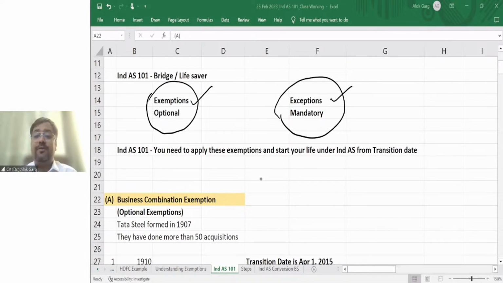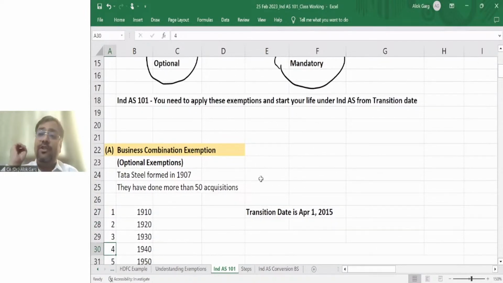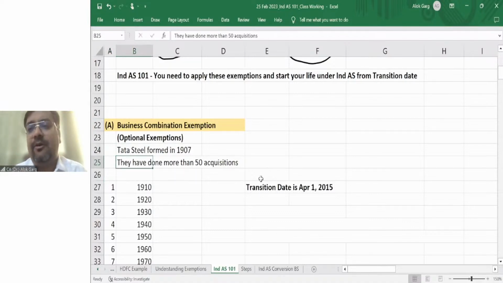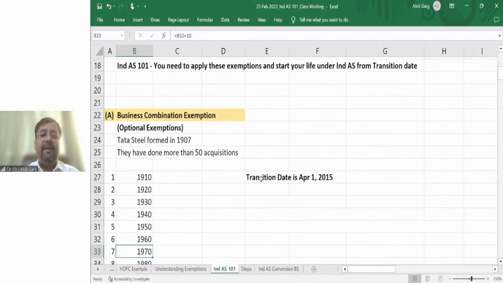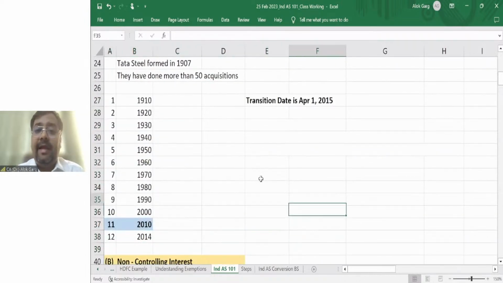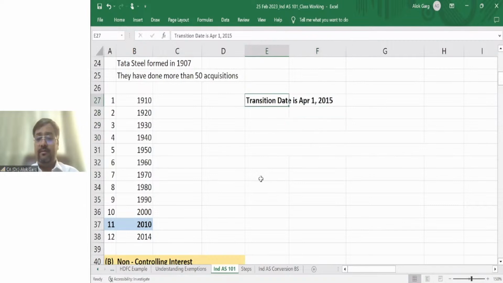It is not possible. It is next to impossible, I would say. Next to impossible, right? So that is why Ind AS 101 has given some exemption on the transition date. Tata Steel, formed in 1907, has done more than 50 acquisitions in its lifespan. For example, in 1910, 20, 30, 40, 50, 60, 70, 80, 90, 2000, 2010, 2014, they have done acquisitions, starting from 1910 to 2014. And the transition date is 1st April 2015.